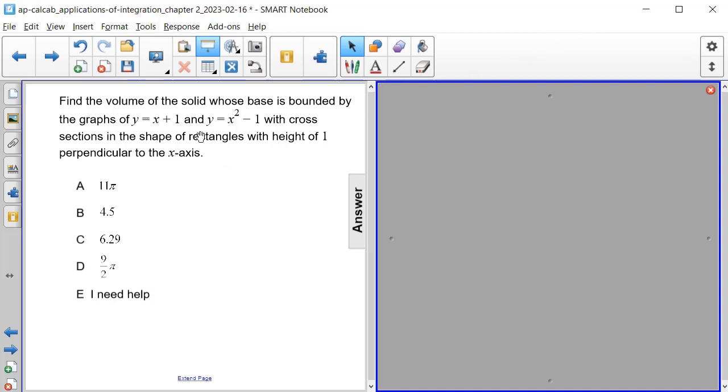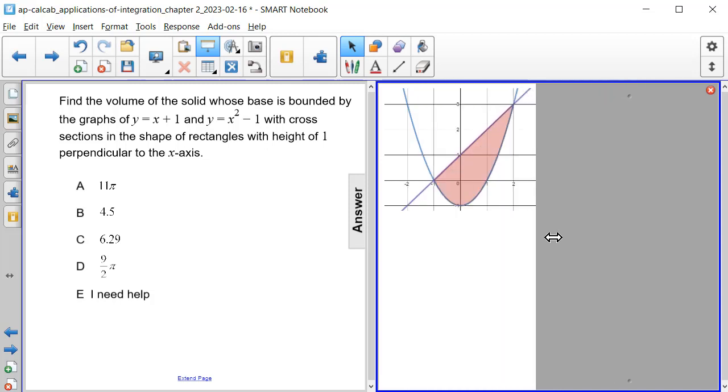Let's start by thinking about what the graph of our two functions are going to look like. We're going to have a straight line going through 1, and its slope is going to be 1 over 1. And we're going to have a parabola whose vertex is (0, negative 1), and it opens upward. So this is showing a two-dimensional display of the two functions that we have here.